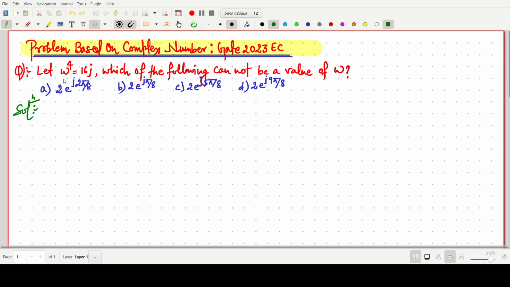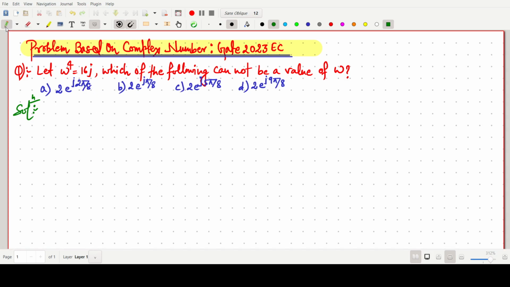So our question is W to the power of 4 equals 16j. Which of the following cannot be a value of W? These are the four options. We have to find which of the following cannot be the value of W. So three options will be correct for W, and one is the wrong one. We have to select the wrong one. It is a very simple problem.